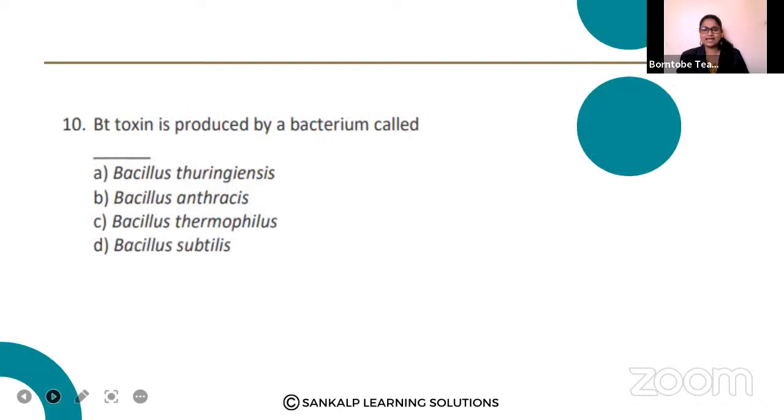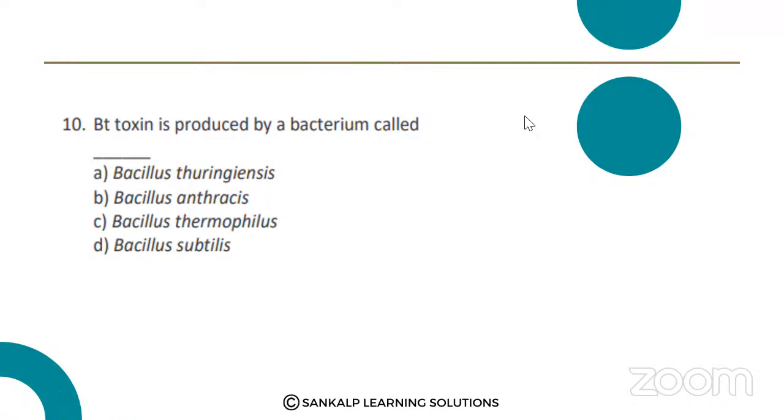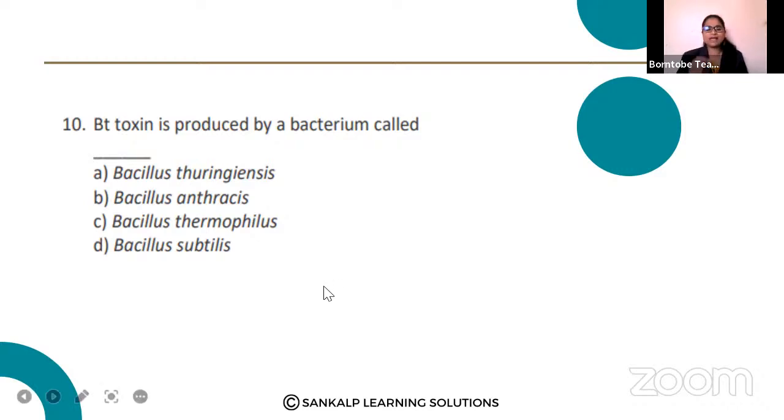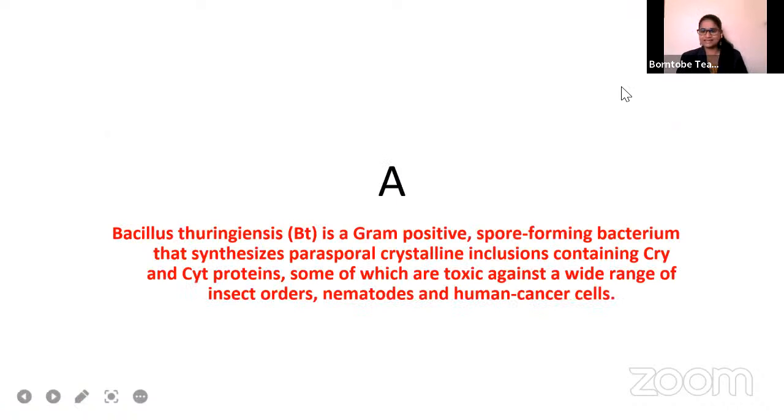The 10th question goes like this, guys. Bt toxin is produced by a bacterium called: Bacillus thuringiensis, Bacillus anthracis, Bacillus thermophilus, Bacillus subtilis. Option A, Bacillus thuringiensis. Option A, ma'am. Suha, Saumya Narar, Lohit, Samarth, Rakshita Joshi, Dyuti, Deepti, Viresh, Chaitra. Most of them answered as option A. Some of them answered as option C. Let us check the answer. Option A is the right answer.